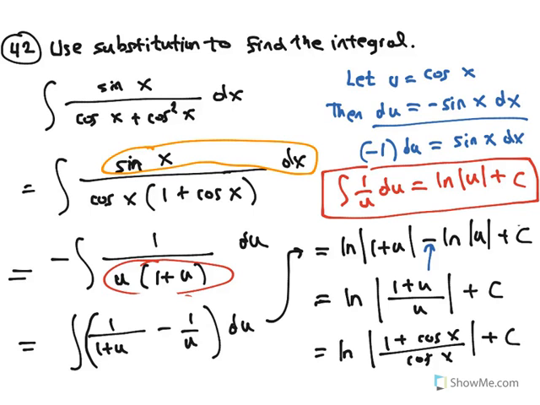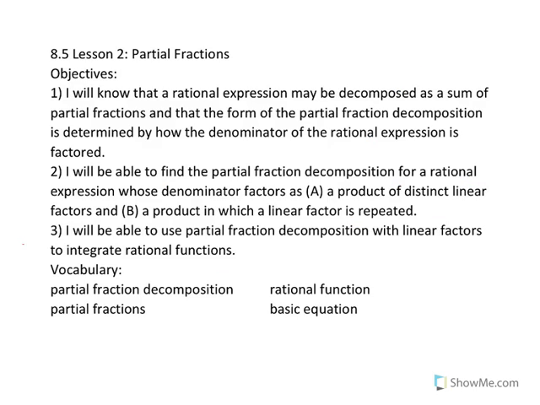And again, if it were a multiple choice problem on the AP exam, then you might have the answer in a different form. For example, 1 divided by cosine is secant, so you would have natural log of the absolute value of secant x, and cosine divided by cosine is 1. So secant x plus 1, natural log of the absolute value of secant x plus 1 plus c. And that is how we use substitution to find the integral for number 42.